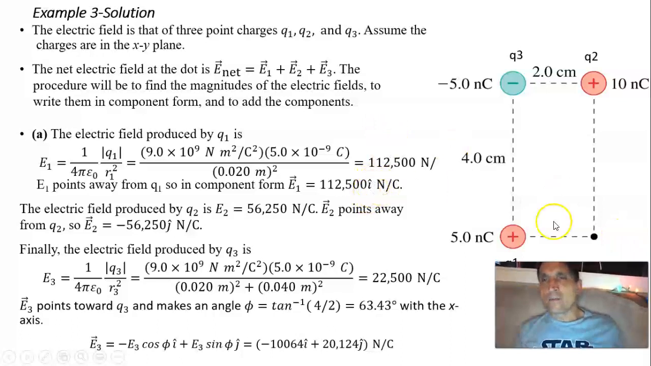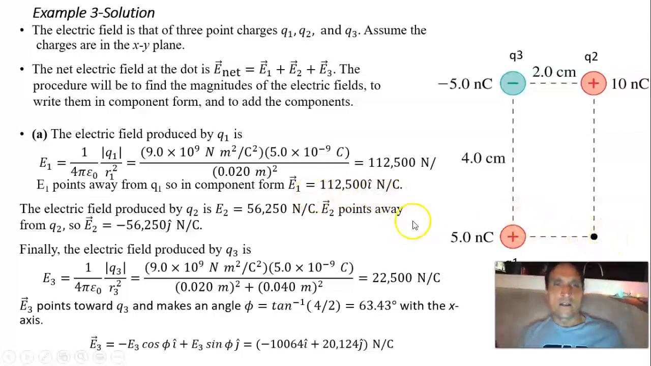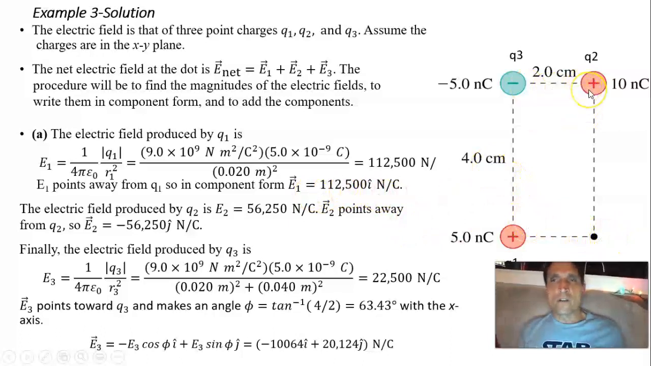That just means it's in the positive x direction. So that's for bookkeeping. So now we found E1, it points in the plus x direction. Okay? You can plug in the same formula for Q2.